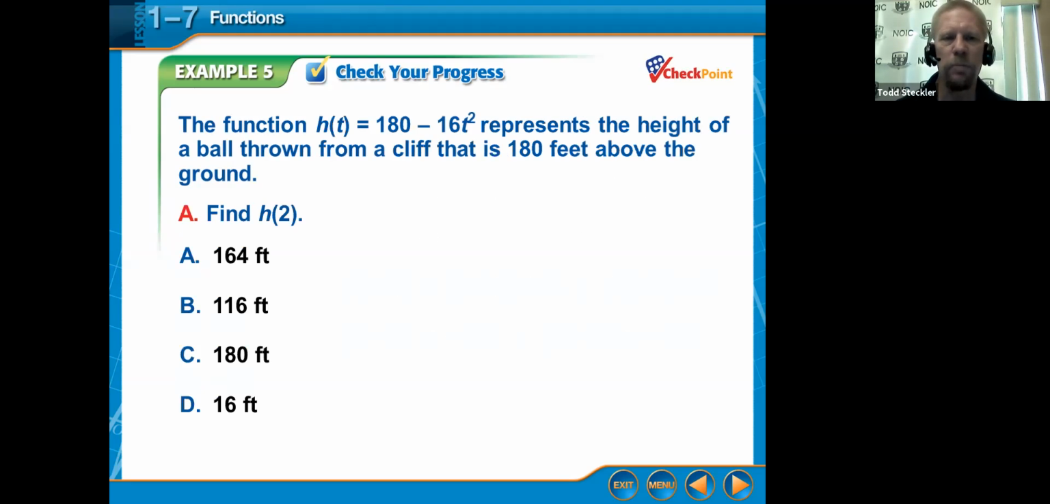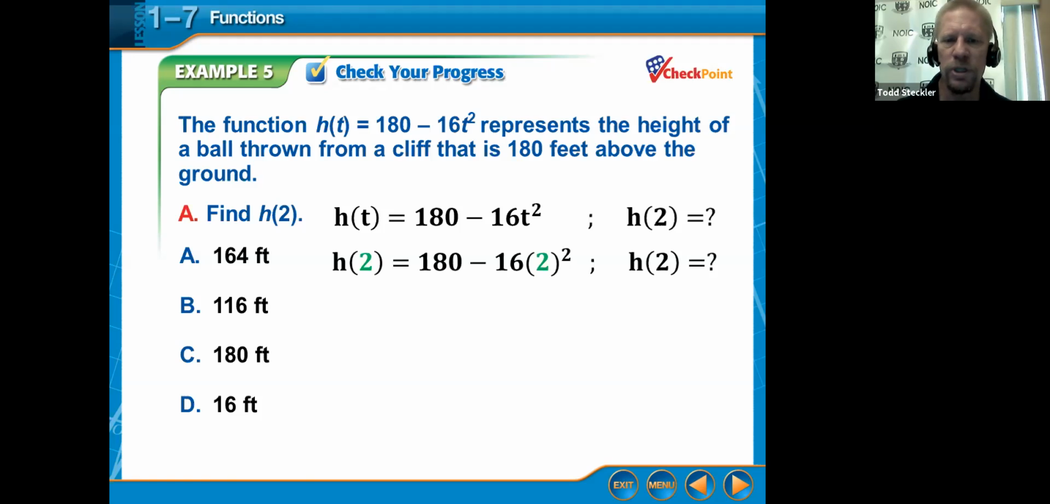Here's a word problem. This time they give us a function equation of h of t equals 180 minus 16t squared. This is an example of a function that is not linear. It's a non-linear function. So we'll start off and do it very similar to how we did the previous couple problems. We will be inputting a 2 for t. t is the independent variable here, and h is the dependent variable.